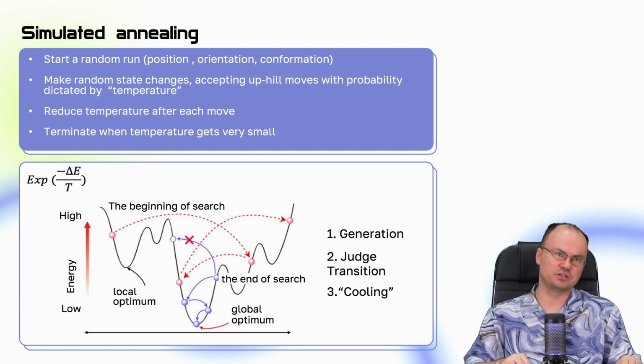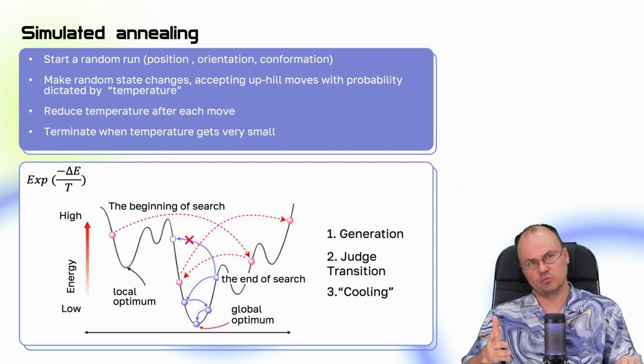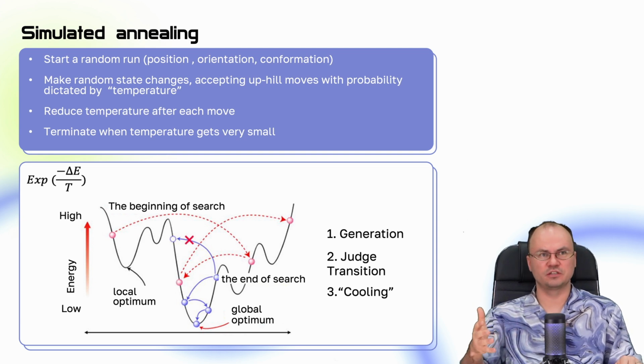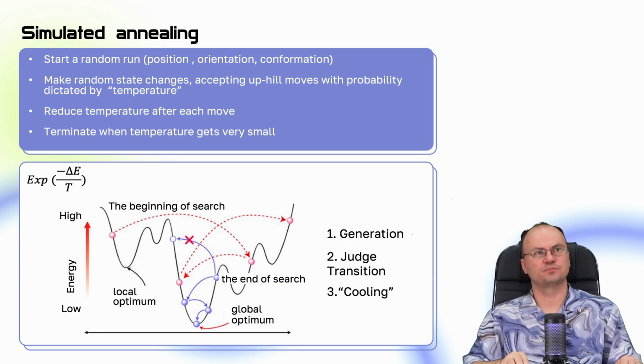By implementing this algorithm, we hope that we could reach the global minimum, which represents the optimal state at which the ligand would interact with some target proteins, therefore representing the lowest energy of interaction.